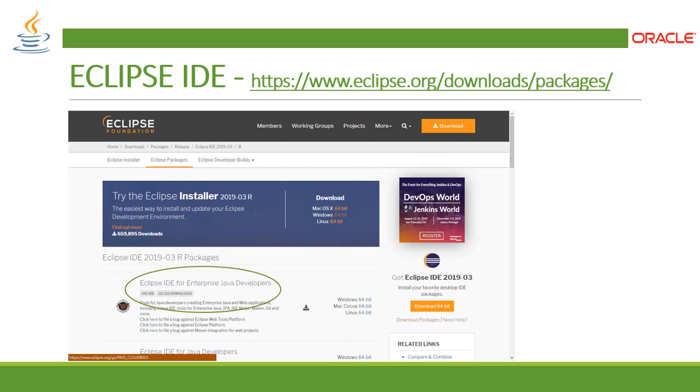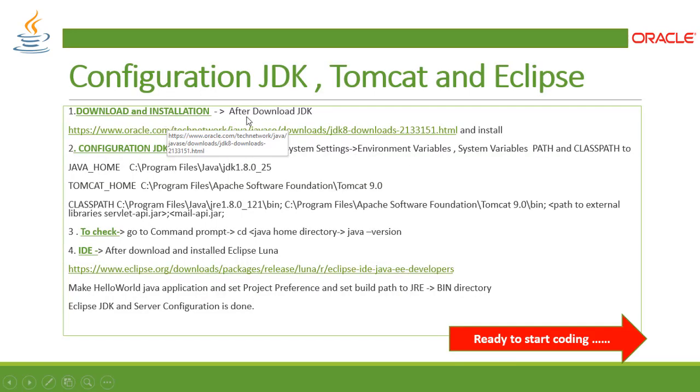Eclipse IDE: this is the one you can get for writing the code. Eclipse IDE for Enterprise Java Developers. You need to choose accordingly: Windows 64-bit, Mac Cocoa 64-bit, Linux 64-bit, and accordingly you can find it for 32-bit too. So download and installation are all done over the net, following the instructions.